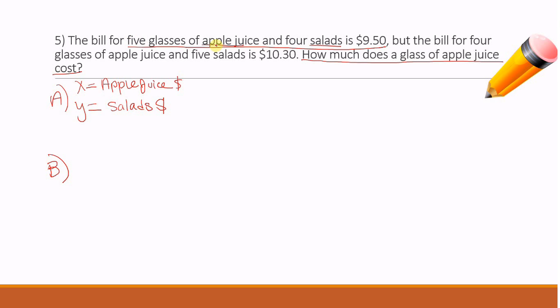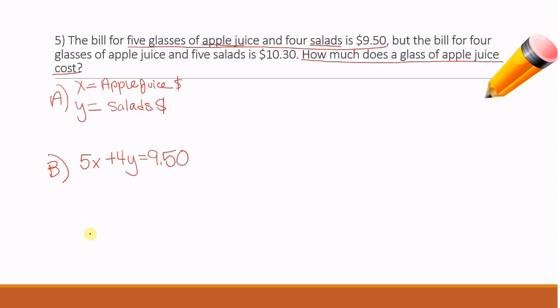So let's figure out 5 apple juice. How can I relate that? I know x is apple juice, so 5 apple juice must be 5x, right? And 4 salads, and I still know salads is y. So 4y, and they say that is $9.50. So let's set it up like that.